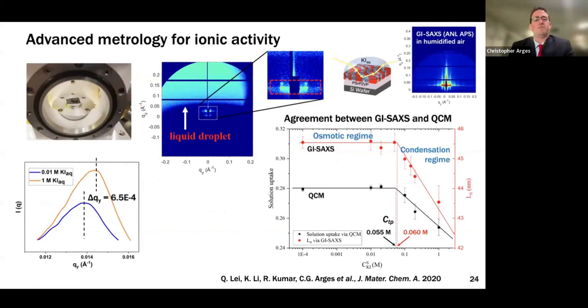We've looked at other ways of measuring activity coefficients, and this is using some of the tools available to us at the Advanced Photon Source here at Argonne, but this is from when I was an academic, where we have a very, very thin polymer electrolyte film.